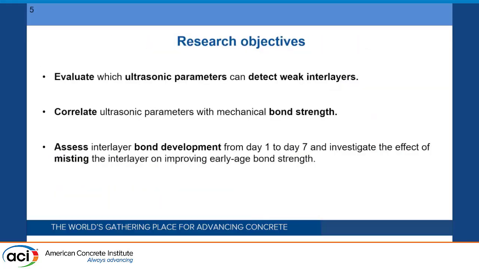With this being said, this research had three main objectives. Firstly, we wanted to see which ultrasonic parameters can help us to detect weak interlayers. We wanted to see if we can correlate ultrasonic parameters with mechanical bond strength, and also we wanted to assess interlayer bond development from day 1 to 7 and investigate the effect of misting the interlayer on improving early-age bond strength.